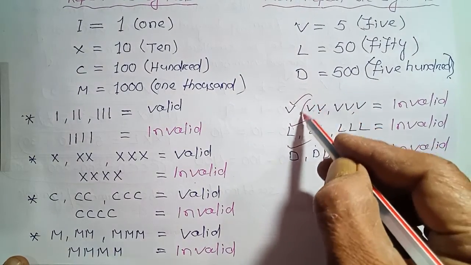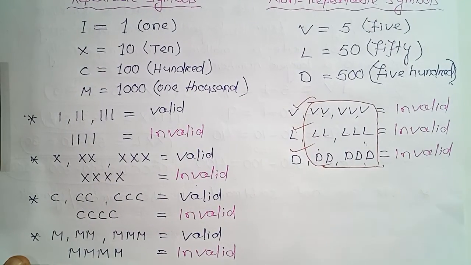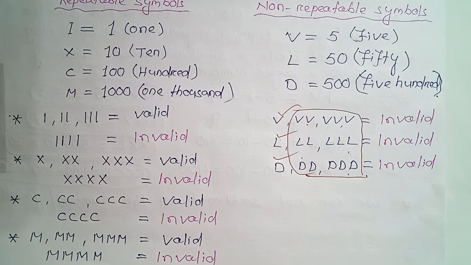These numbers are invalid numbers. Okay. If I go further, then the video will be too lengthy. So I think today we should learn this much. After this, in my next video, I will make you learn about the subtraction rules of the Roman numbers.